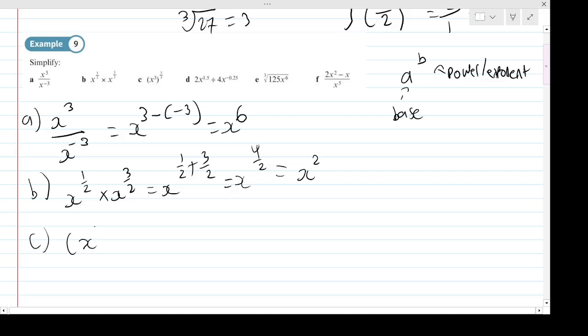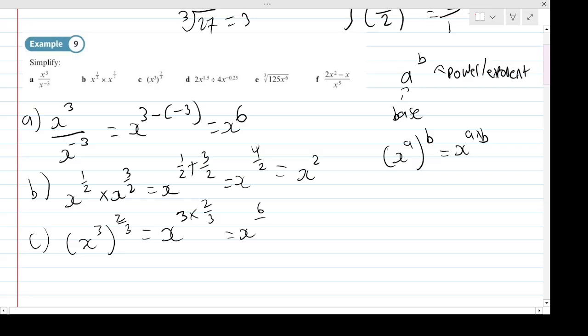Let's have a look at part C. Then we have x cubed raised to the power of 2 over 3. And again, you should remember this index law, where we have, say, x to the a, a whole expression raised to a power b. You multiply the powers together, so a times b. Exact same premise here. We have x to the 3, but then it's all raised to the power 2 over 3. Again, we multiply them, no matter if it's a fraction or not. So it'll be x to the 3 times 2 over 3. Well, 3 times 2 over 3 is going to be 6 over 3, which will simplify to x to the 2, which again will be x squared.